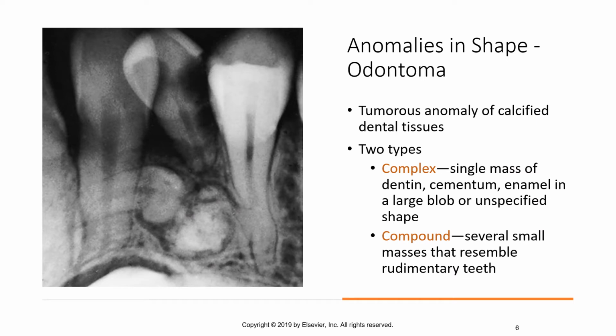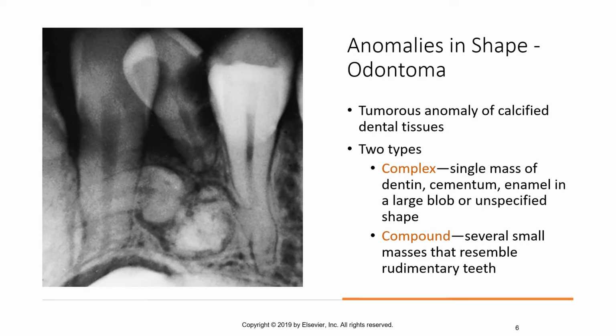Next, we're going to talk about anomalies in shape. And the first one we're going to talk about is the odontoma. The odontoma is a tumorous anomaly of the calcified dental tissues. So calcified dental tissues include cementum, dentin, and enamel, right? So remember, the calcification is determined by how inorganic it is. Okay, so when we're talking about calcified dental tissues, they're going to appear more white on radiographs.